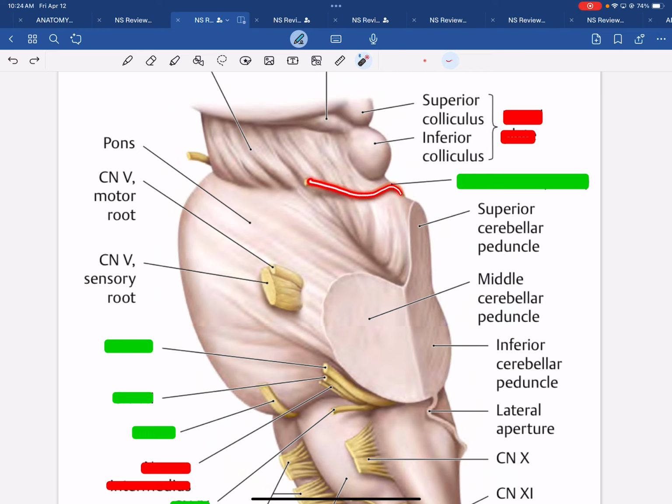Which nerve is this? Trochlear. Good, the trochlear. Which number? 4. Good. Function? Okay, good. So it controls an eye muscle. It controls the superior oblique. Specifically, it does the superior oblique muscle.